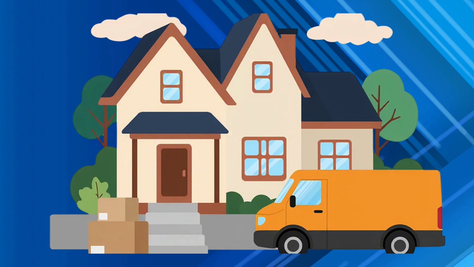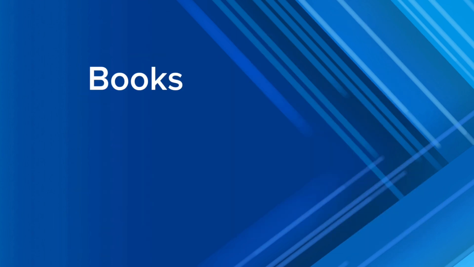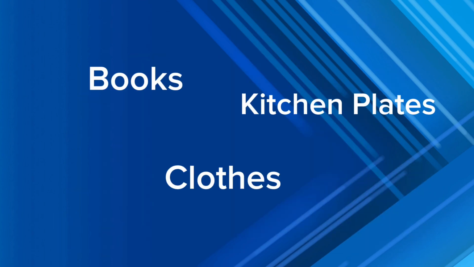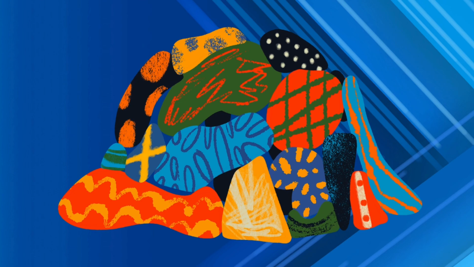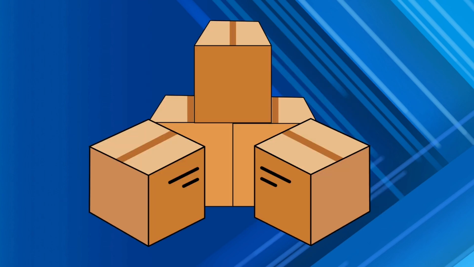Imagine you're moving into a new house. You have a bunch of stuff: books, clothes, kitchen plates. You don't just throw them all in a pile on the floor. You put them into boxes. On the outside of the box, you write a label like kitchen gear or winter clothes.